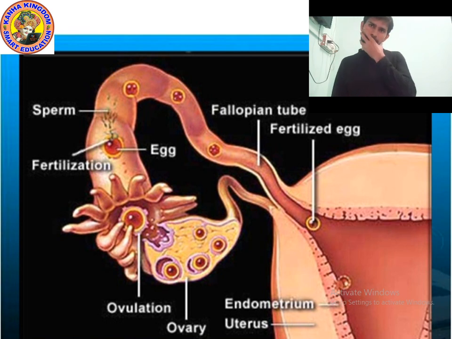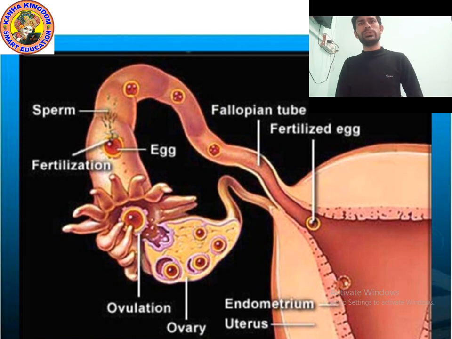Because the sperm meets the egg, sperm fuses with the egg. After the fusing of sperm and egg, we will call it a fertilized egg. Now this fertilized egg forms the zygote, forms the embryo, forms the fetus, forms the new baby. In this way, the baby is developed.